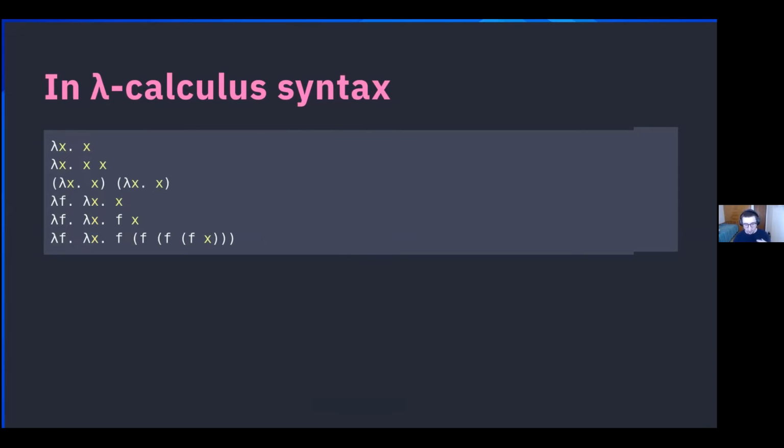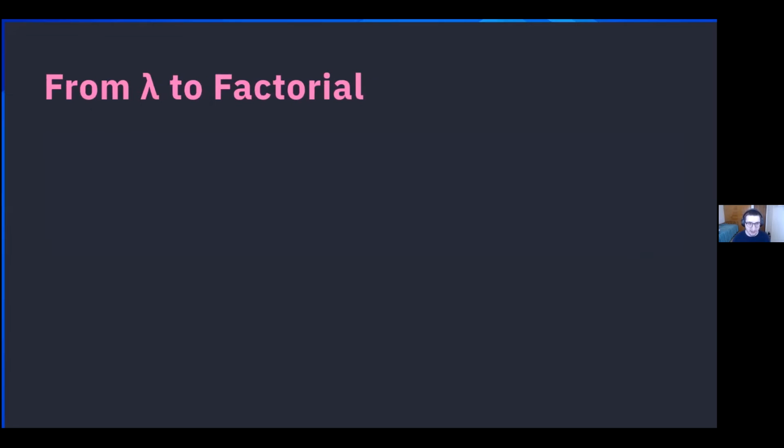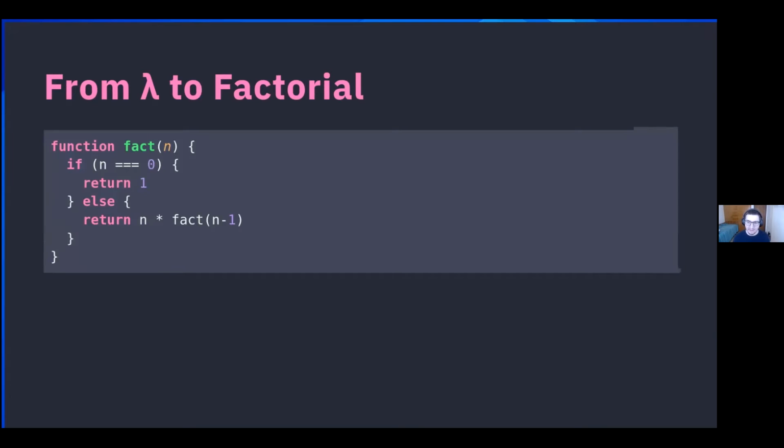Okay, so now we know a little bit of the building blocks, and let's try to get as close as we can to building the factorial function from scratch. If you try to implement a recursive factorial function in JavaScript, this is probably what you'd implement. You have the base case that checks if n equals 0, return 1. Otherwise, you return n times factorial of n minus 1.